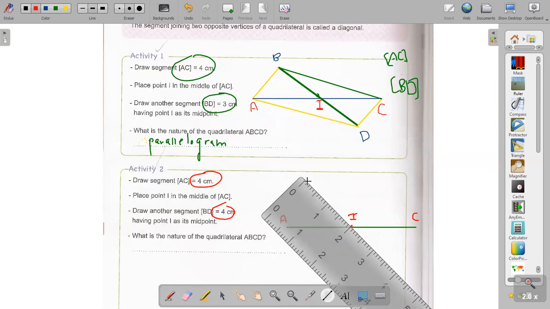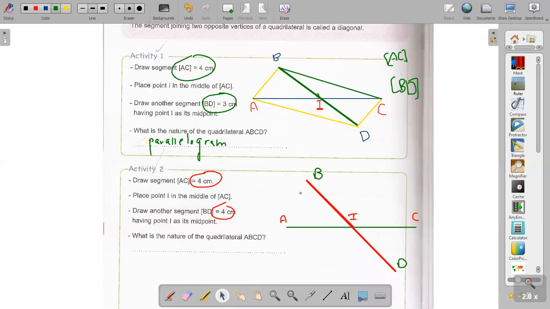I will use the segment, so 2 up and 2 down, meaning till I reach 4. Okay, done. This is the segment. I will name it what? BD. I will name it BD. Now, let's join the 4 points together. I will join A with B, C with D, B with C, and A with D.